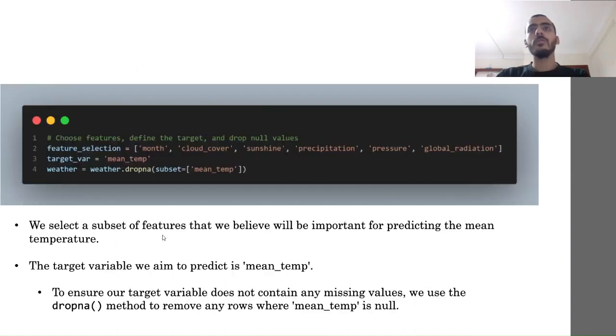Here we select a subset of features that we believe will be important for predicting the temperature. So these features are month, cloud cover, sunshine, etc. Then the target variable we aim to predict is mean temp, and to ensure that our target variable does not contain any missing values, we use the dropna method to remove any rows where mean temp is null.